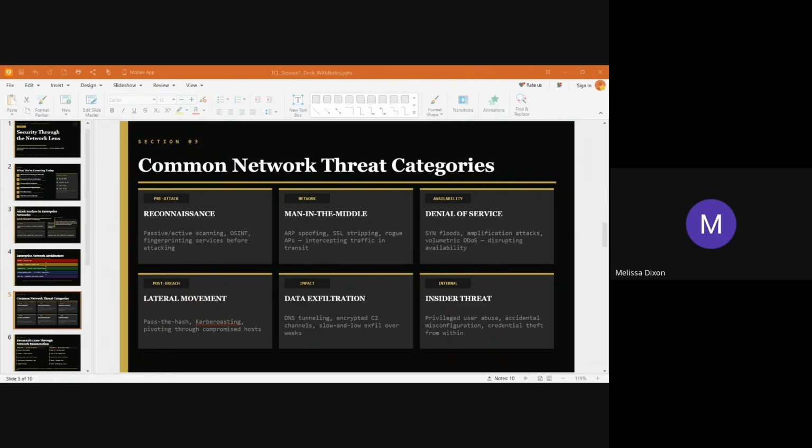Denial of service, SYN floods exploit the TCP handshake. We'll cover that in the packet journey that we're going to also do real quick here. Amplification attacks use misconfigured DNS or NTP servers to multiply attack traffic 50 to 100 times.